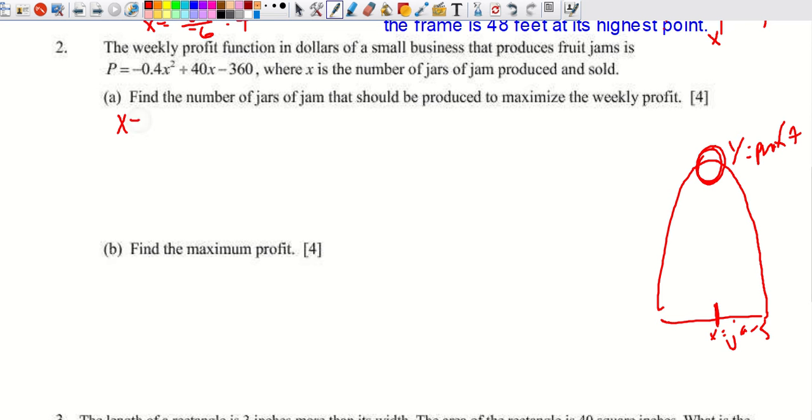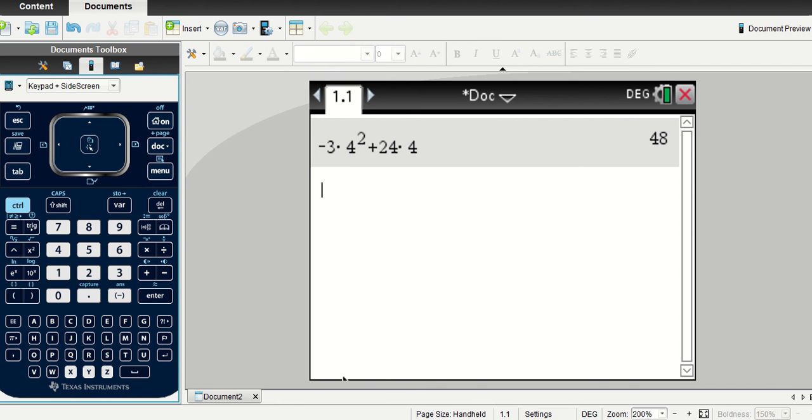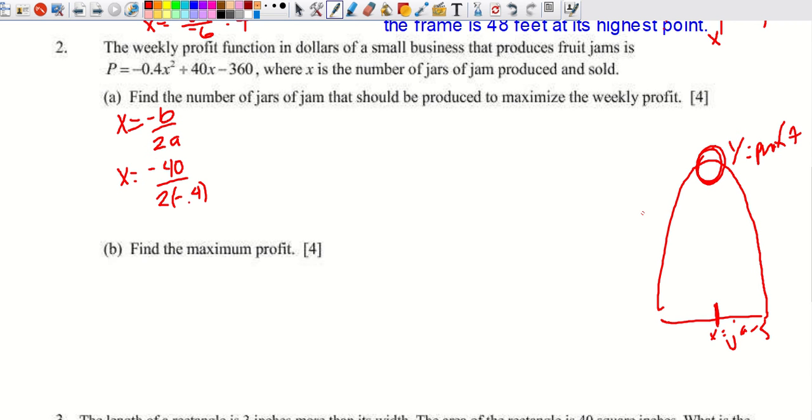So x equals negative b over 2a. So x equals, b is 40, so it's negative 40 over 2 times negative 0.4. All right, so we're going to go ahead and plug that into the calculator. So negative 40, and then we hit Control Divide to get the fraction bar. All right, and then it's 2 times negative 0.4. Hit enter, and we get 50. All right, so this turns into x is equal to 50.